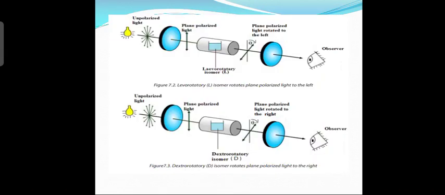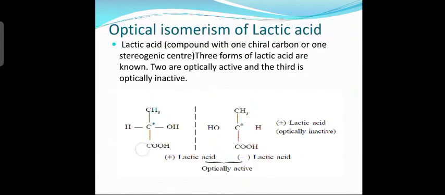Here once again a diagram is given of the levorotatory isomer and plane polarized light. We can view rotation to the left and rotation to the right. Now, optical isomerism in lactic acid.